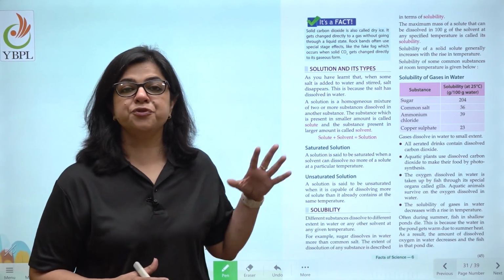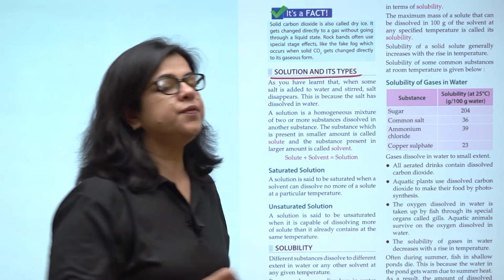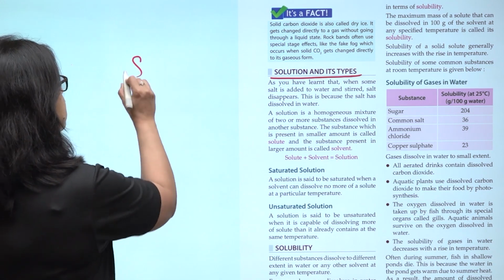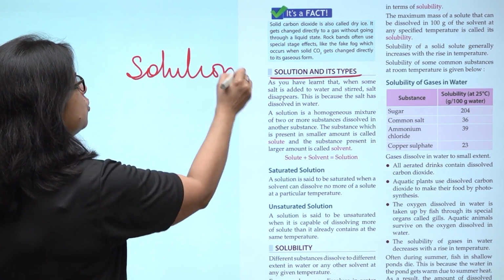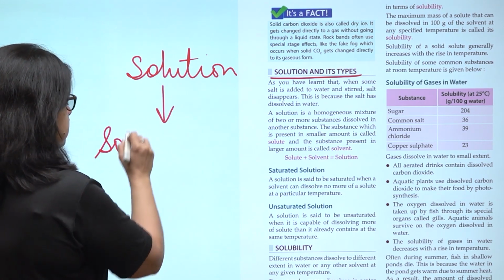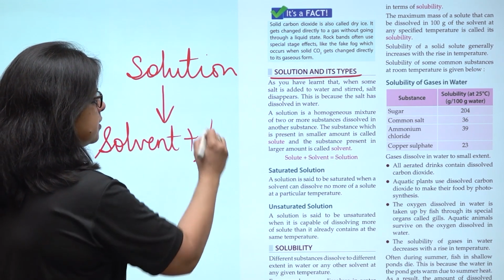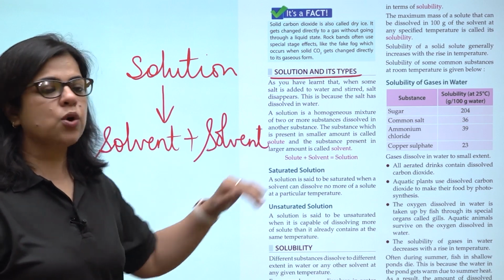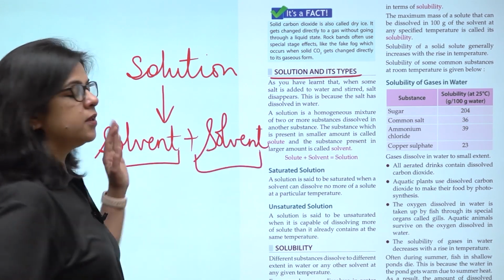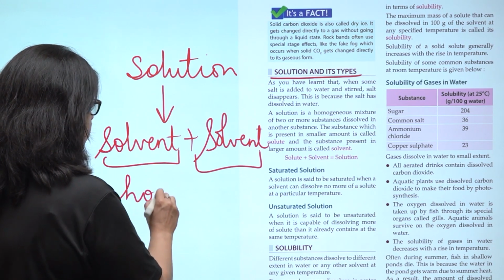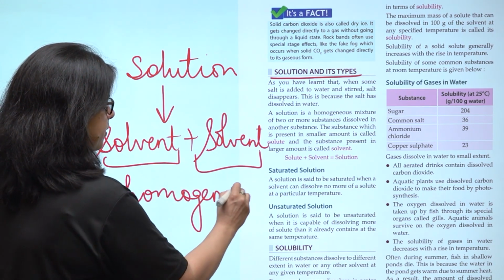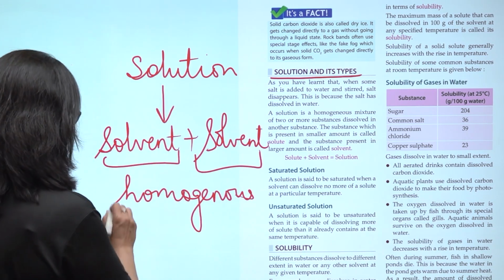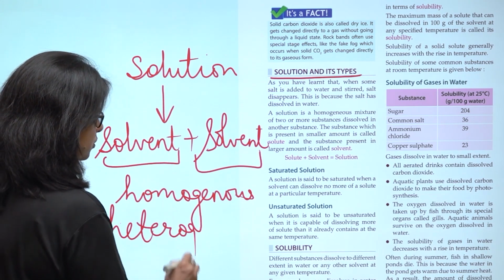Now, let us understand the different kinds of solutions that we see around ourselves. But before that, what is a solution? A solution is a mixture of two or more solvents. So, a solvent plus a solvent makes a solution. When the solvents are of the same type, the solution is known as homogeneous solution. And when they are not of the same type, it is known as a heterogeneous solution.